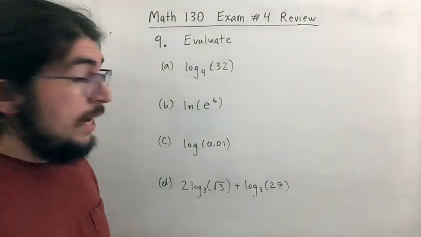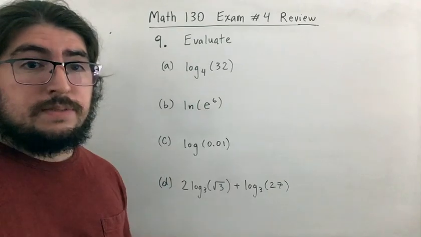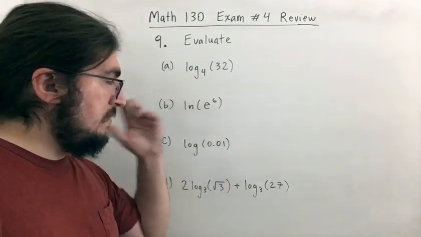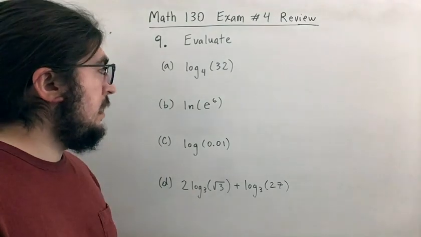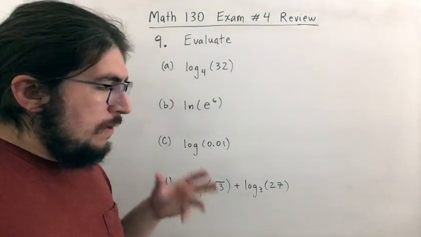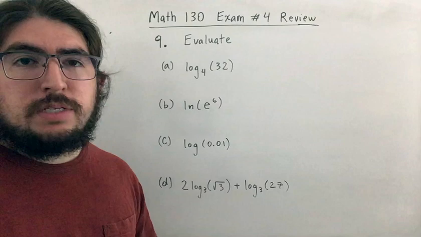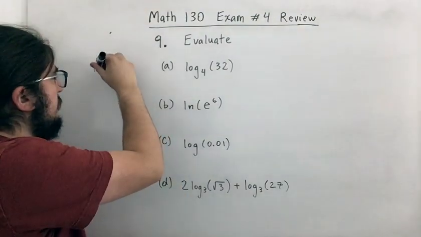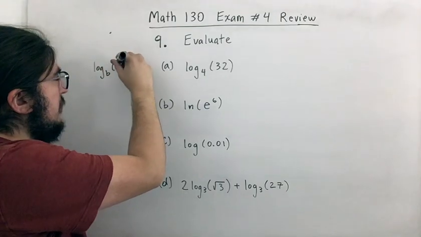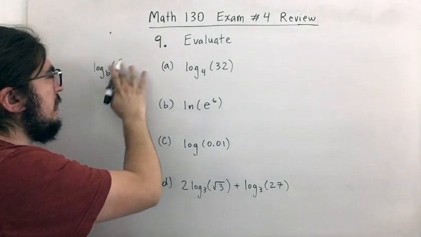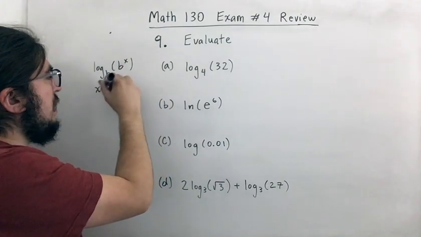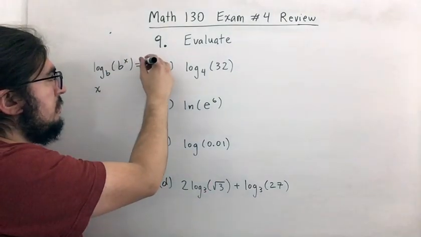Right, so here for number 9, we're asked to evaluate these logarithms. Now, this is actually a pretty good question, I think, for each of these 4. They're all kind of tricky in their own right. So, there's a lot of properties that we're going to be using, but the biggest property, I think, is that log base b of b to the x is equal to x itself.